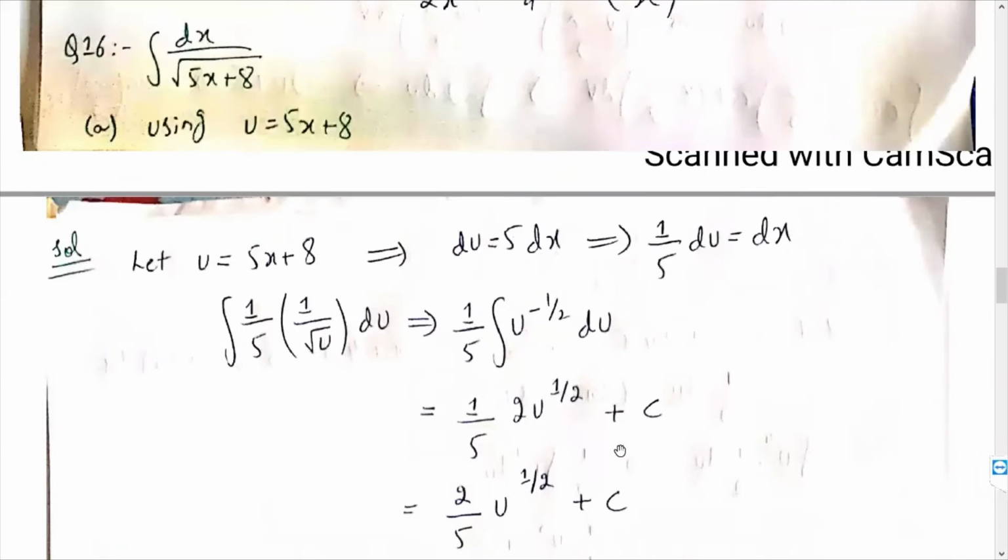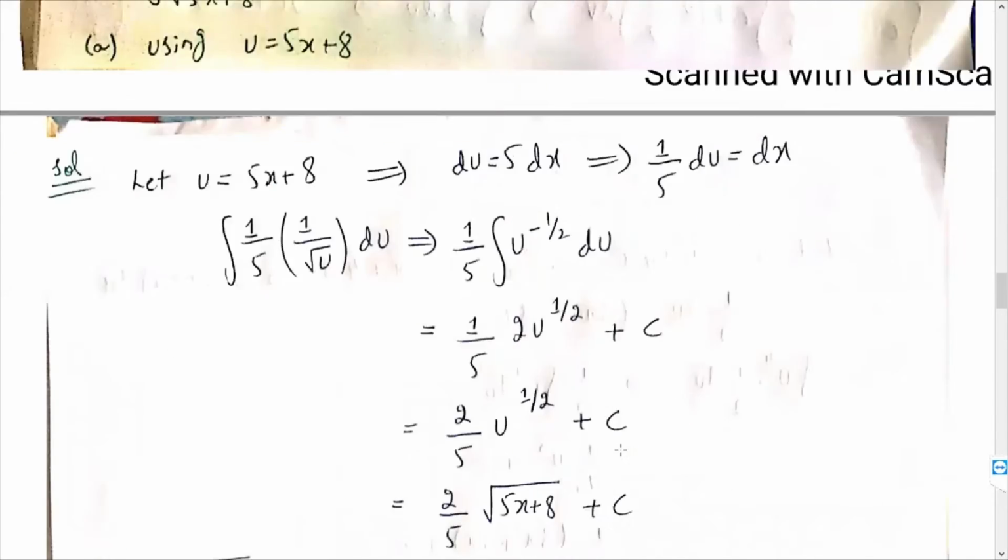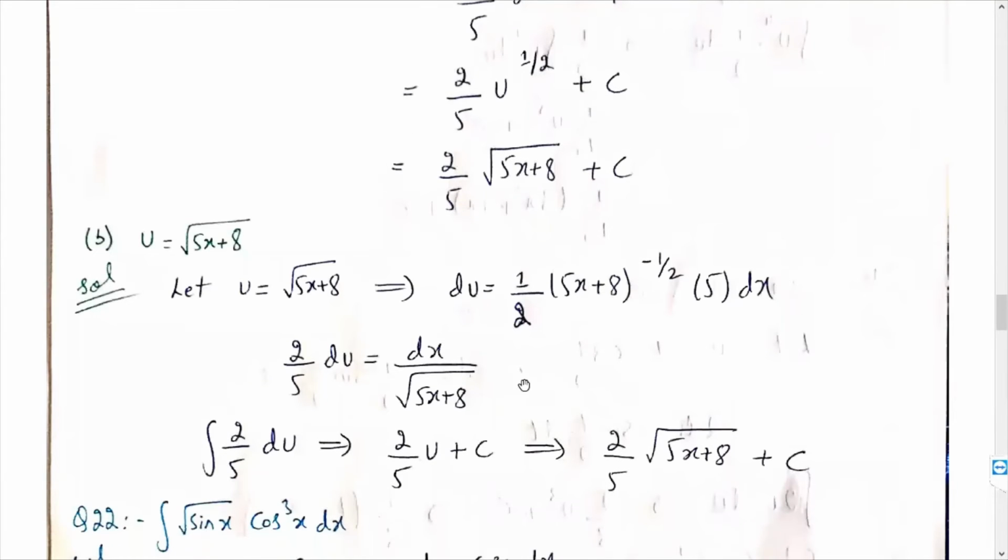Here, the substitution was 5x plus 8. In part B, the substitution is under the radical 5x plus 8. Answer is still the same because integration gives you a unique answer.